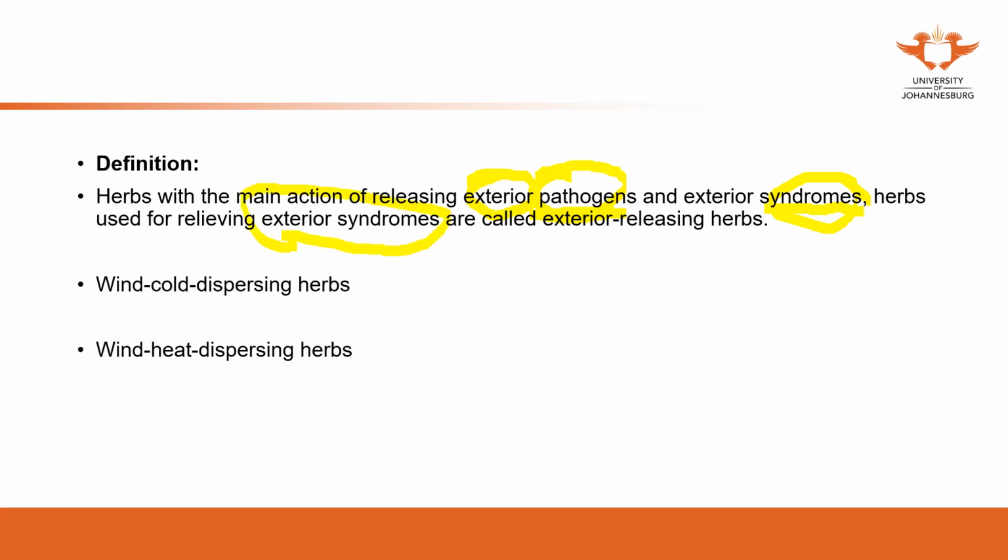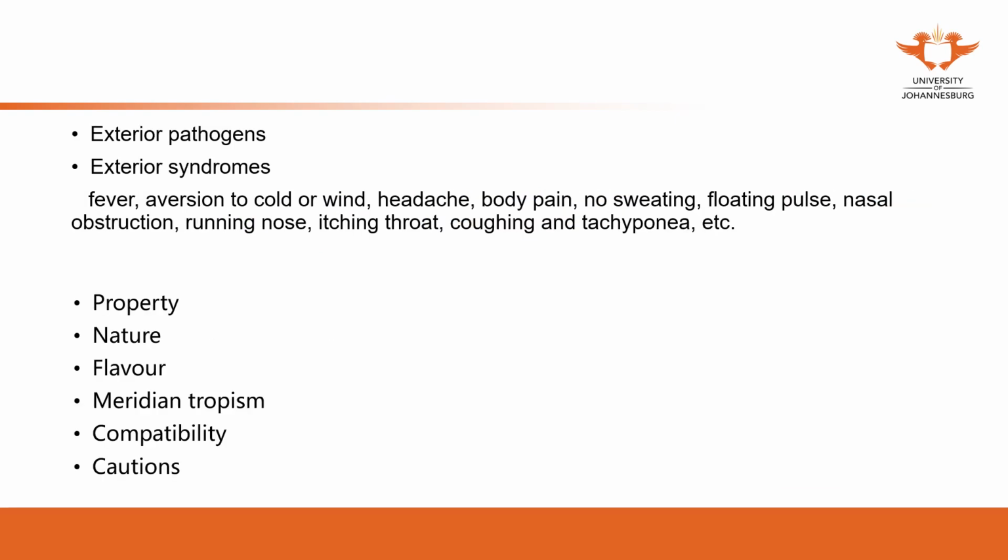And this group of herbs can be divided into two categories: wind cold dispersing herbs or wind heat dispersing herbs, depending on their properties, especially from the four natures. When we talk about the bacterial pathogens and bacterial syndromes, there's one question here: what are bacterial pathogens? Bacterial pathogens refer to the six exogenous pathogens, especially when they are accompanied by the wind.